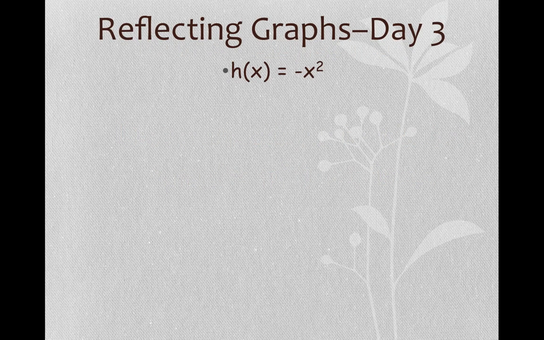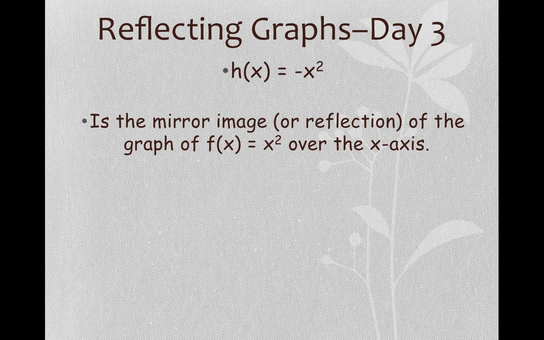If we want to reflect a graph, what happens to the equation is we end up using a negative sign. So h of x equals the opposite of x squared. This is the mirror image or the reflection of the graph of f of x equals x squared over the x-axis. Notice that this negative sign is on the outside of the function. You apply the function first and then take the opposite. This is a reflection over the x-axis.